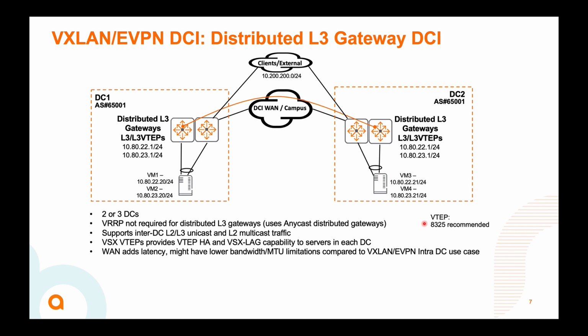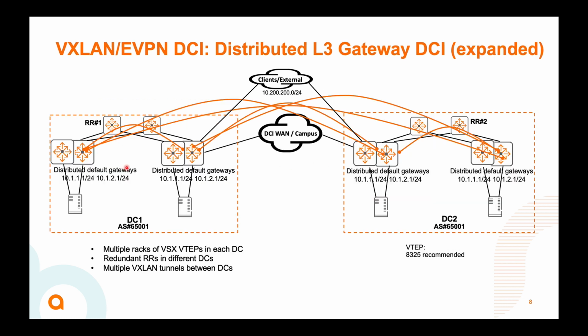For this, we still recommend CX 9300 as the VTEPs. But just take note, the wide area network will add latency and will have lower bandwidth and might have MTU limitations compared to the intra-DC use case. If we expand this further, it's going to look like this.